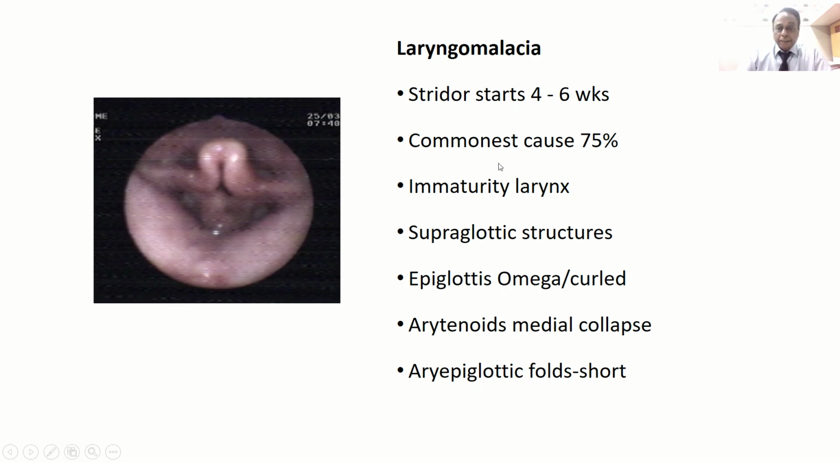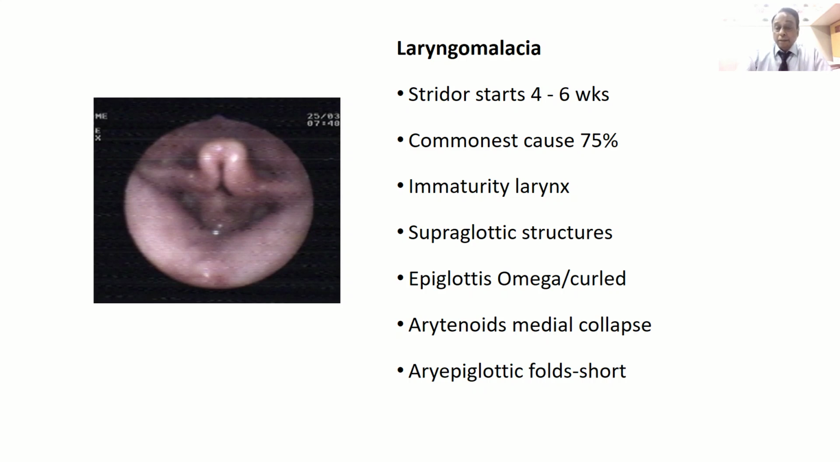And I already said it is because of the immaturity of the larynx and all the supraglottic structures, particularly the epiglottis, arytenoids, and aryepiglottic folds, which are all abnormal. And depending upon this abnormality, we divide laryngomalacia into mild, moderate, and severe. Mild and moderate laryngomalacia is not a problem.